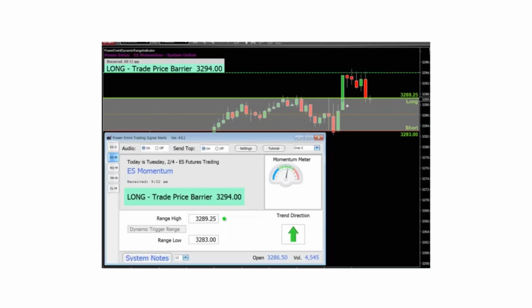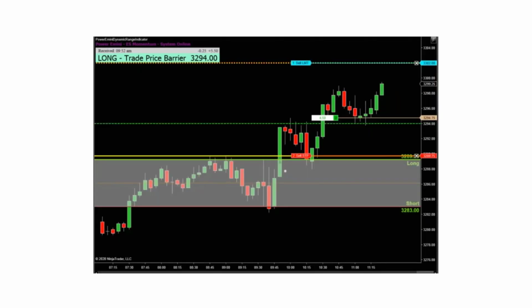And the software, again, gives you all the information you need, and it gives you the price barrier that we're playing to break above, and then your targets. Here's an example where price is moving up. You can see that the orange is the trailing stop.